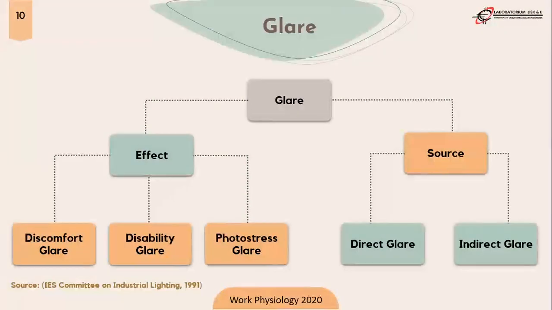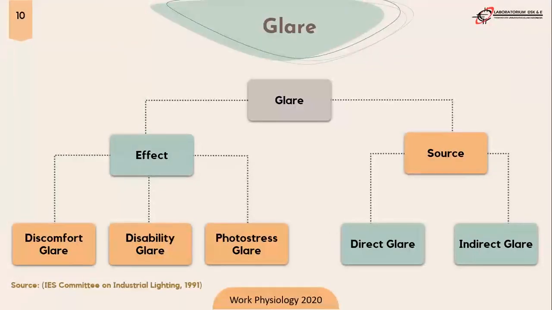Direct glare, which is generated from a light source that is not sufficiently protected in the visual area, and then for the second is indirect glare, which is generated from objects that have high luminance and is reflected by surfaces in the visual area. Meanwhile, based on its effect to humans, glare can be divided into three.